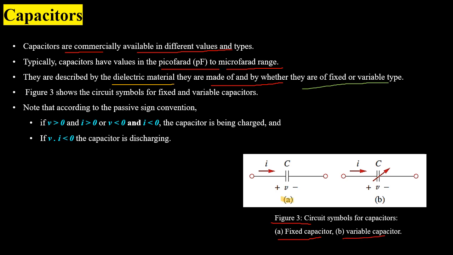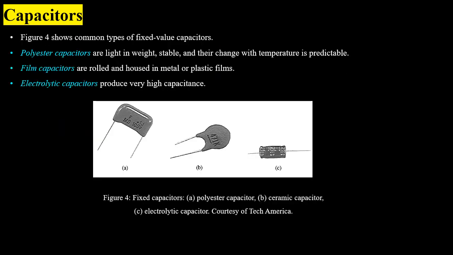Now according to the positive sign convention, if voltage and current are either both positive or both negative, the capacitor is being charged. And if the product of voltage and current is negative, then the capacitor is discharging. Figure 4 represents various types of fixed capacitors which are commonly used. Figure A is a polyester capacitor, B is a film capacitor, and C is an electrolytic capacitor which produces high capacitance.